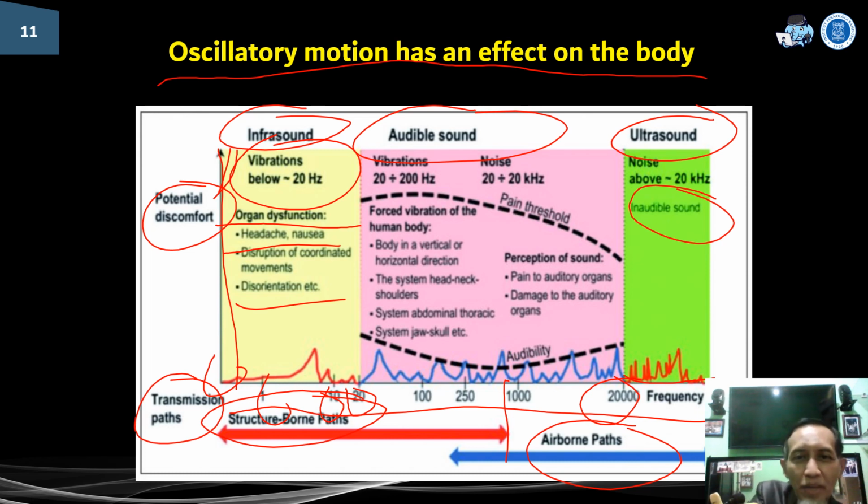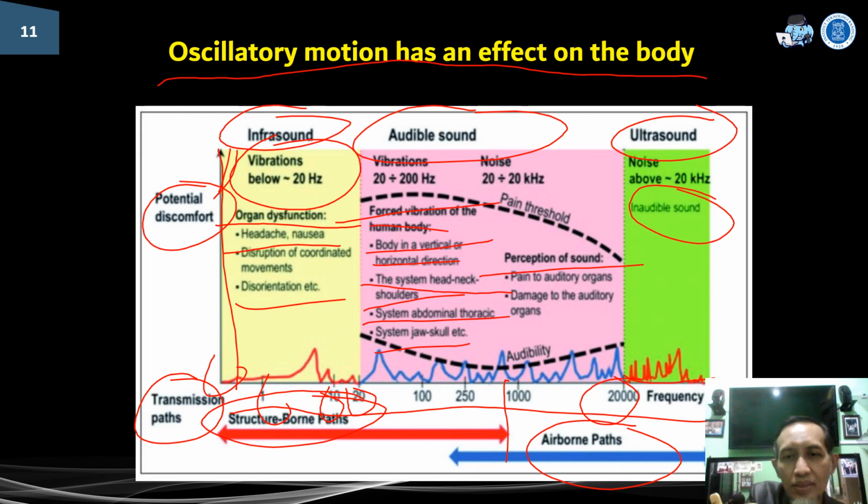Forced vibration of the human body, in the vertical or horizontal direction. The system of head, neck, shoulders; the abdominal and thoracic system; the jaw and skull system, etc.